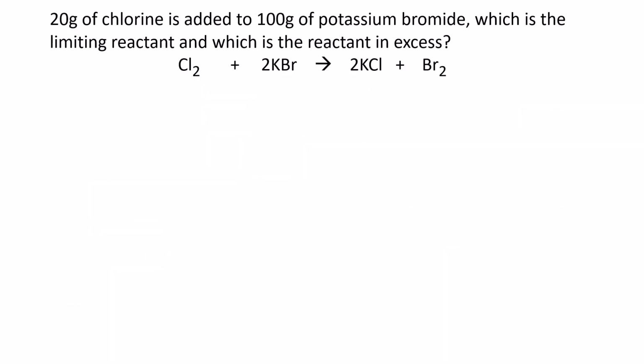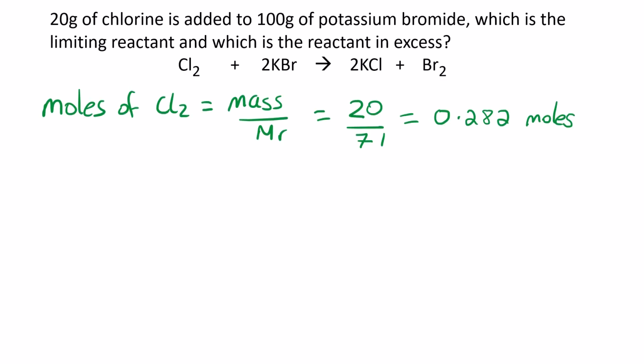So if we have 20 grams of chlorine and we add it to 100 grams of potassium bromide, which is the limiting reactant and which is the reactant in excess? So first of all, we work out the number of moles of each reactant. So the moles of chlorine is mass over Mr, so that's going to be 20 over 71. If you're still struggling to work out the Mr, then rewind the video to the part where we do that. And that comes out at 0.282 moles.